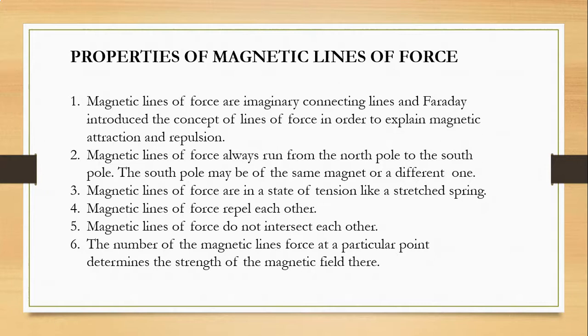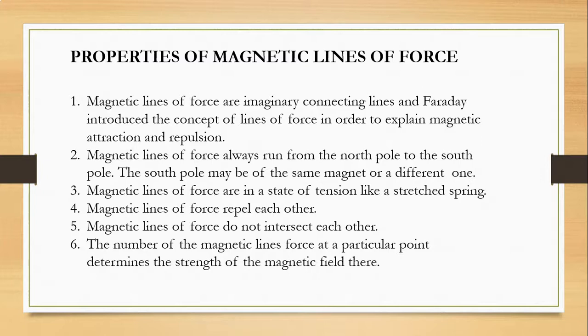Now, some properties of magnetic lines of force. My dear students, these lines are imaginary lines. When you see a magnet, you do not actually see any lines. Magnetic lines of force are imaginary connecting lines, and Faraday introduced the concept of lines of force in order to explain magnetic attraction and repulsion. Magnetic lines of force always run from the North Pole to the South Pole. The South Pole may be of the same magnet or a different magnet if they are joined.